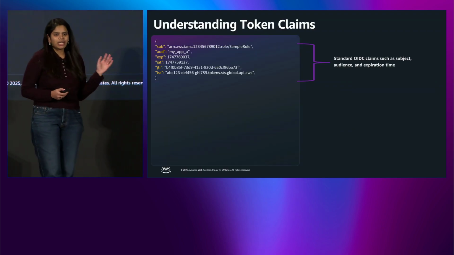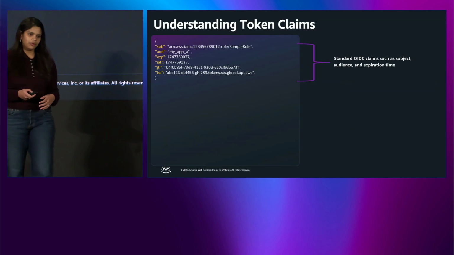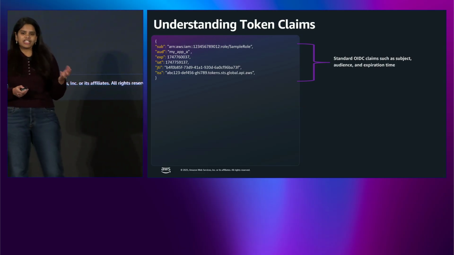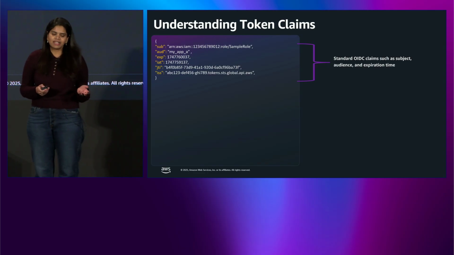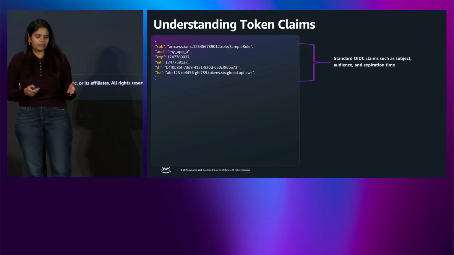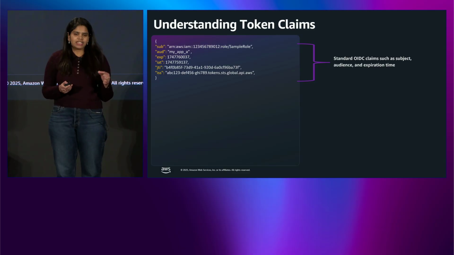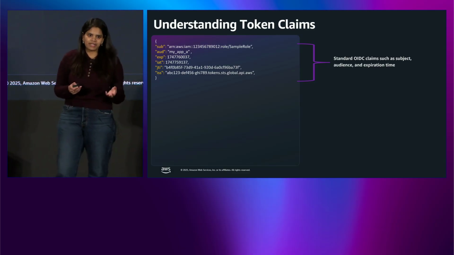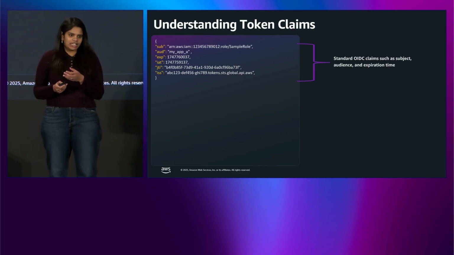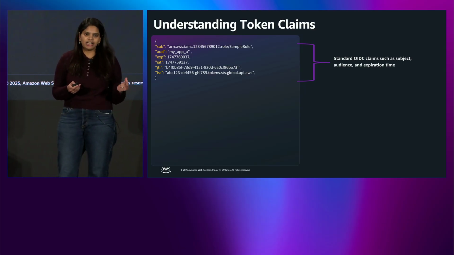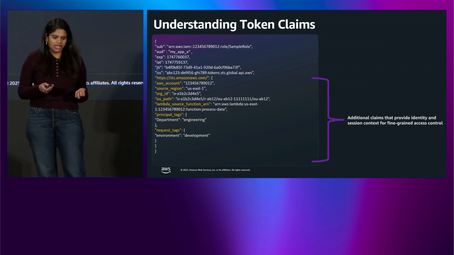Now let's do a quick recap of the claims that you just saw in the demo. The claims can be broadly categorized into two. The first one is your standard OIDC claims. These are again designed to be interoperable. So we have the standard subject claim, which identifies the role or the user or the IAM principal that's being federated to the external service. We have the audience of the token. We have the expiration time, a unique identifier for this JWT, and the issuer URL.